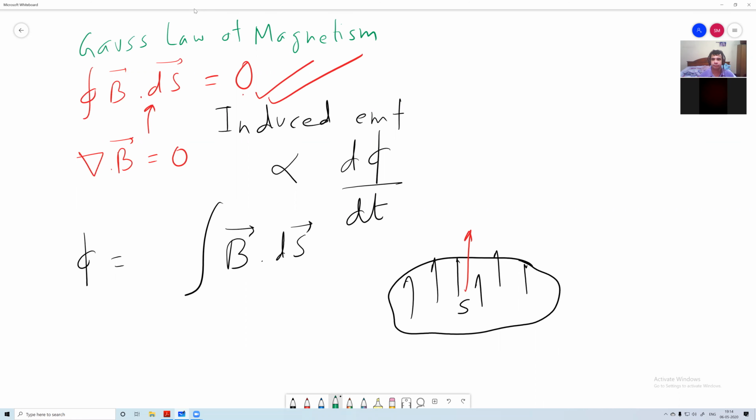Divergence of B is zero, yes, but from that you can conclude this using the divergence theorem, because magnetic monopoles do not exist, right?